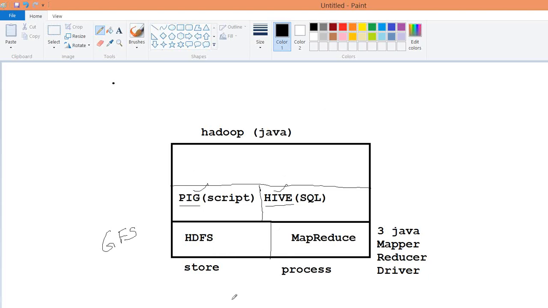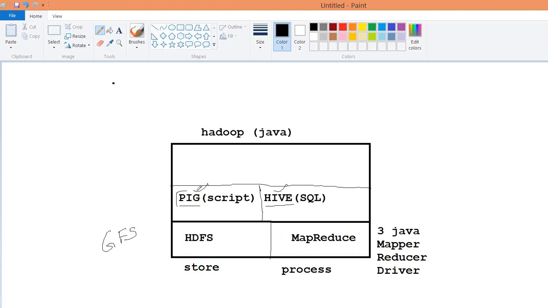After that, we will start with HDFS, and after that, we will start with MapReduce. HDFS and MapReduce will take more than 40 to 50% of the time in the course. Once you complete these two things, then we can start with Pig and Hive. Pig and Hive are nothing but MapReduce only.